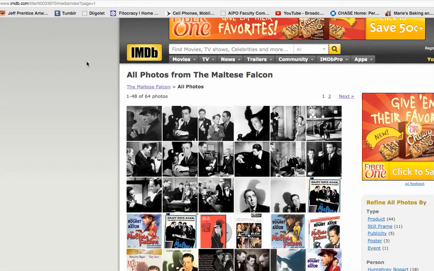For example, this office script reminded me for some reason of The Maltese Falcon or some old B-movie detective kind of story. So I just Googled "Maltese Falcon movie stills," and it took me to the IMDb website. And here you can see they've got some stills, so you can analyze these.